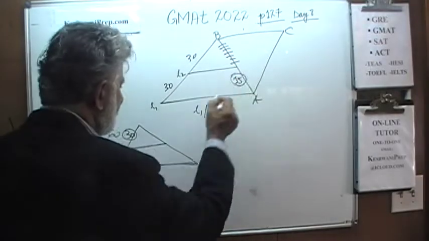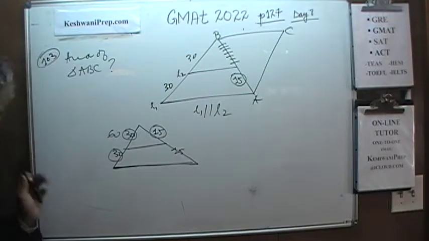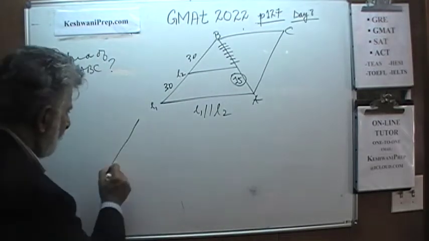So if this is 15, this would have to be 15. It's just common sense. If you don't like this explanation, here's a more complicated explanation. The more complicated explanation is this.